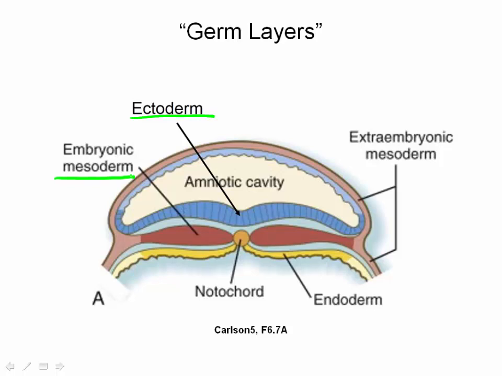The inner layer, or that which is in contact with the yolk sac, is the endoderm. This layer is the source of epithelial linings of the respiratory, gastrointestinal, and urinary tracts. It also forms the epithelial portions of many organs and glands.